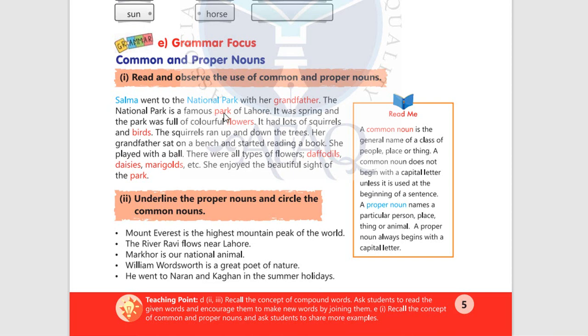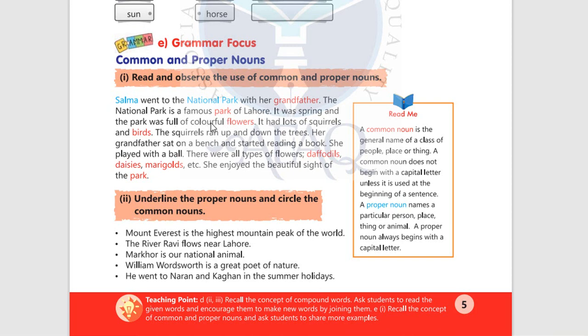The National Park is a famous park of Lahore. Lahore is another proper noun. They have not highlighted it here, but it's another proper noun, and you see that it's in the end of the sentence, yet the L is capital. And park here is a common noun, so P is small.